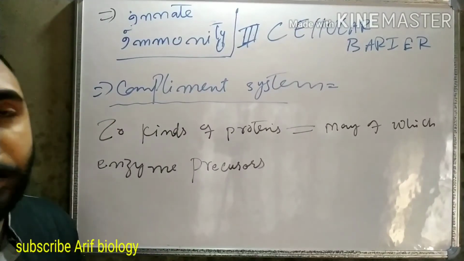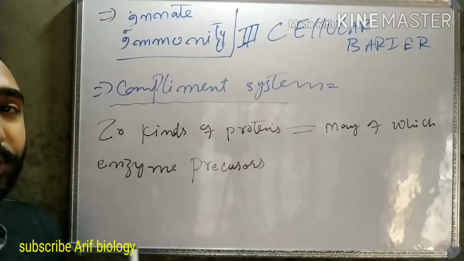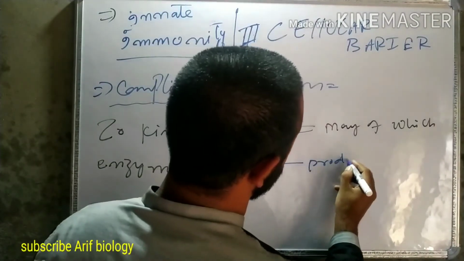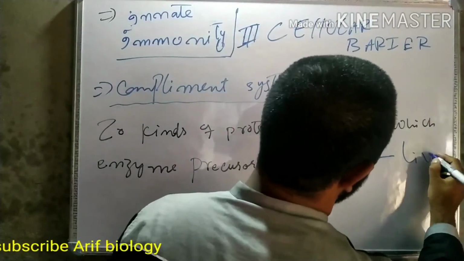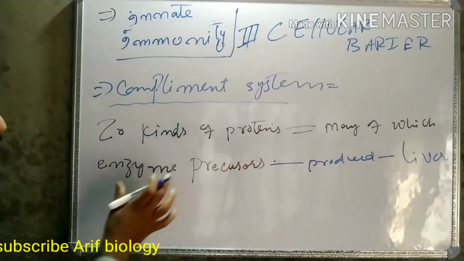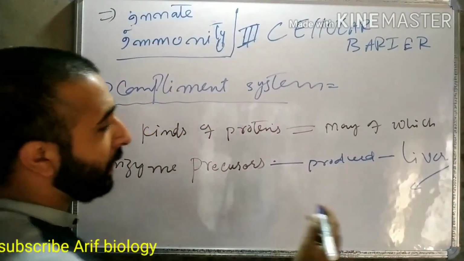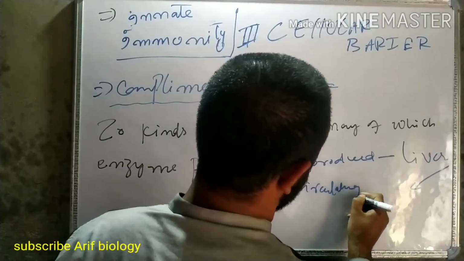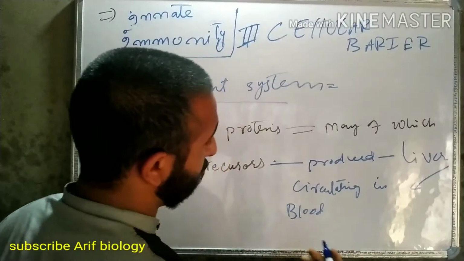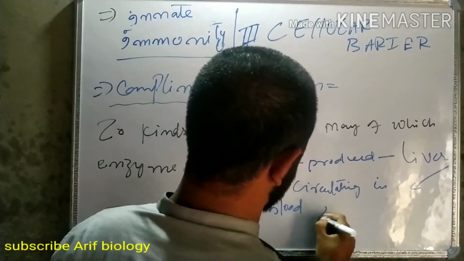So what is the complement system actually? The complement system is a group of 20 kinds of proteins, many of which are enzyme precursors. Who produces these? These are produced by the liver. After the liver, they are circulating in blood. They keep circulating continuously, in the blood and plasma membrane.